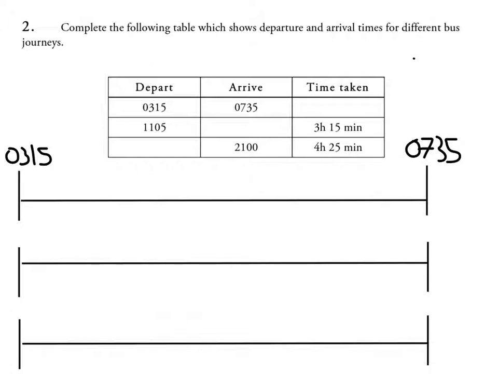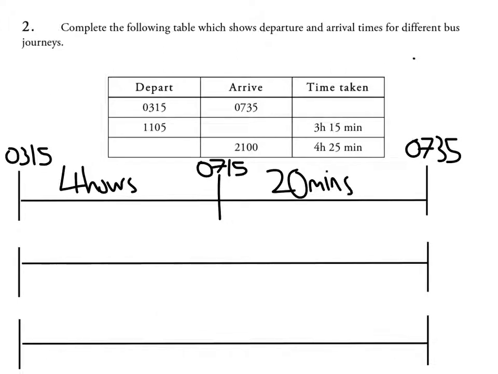So if we do that, we go 4:15, 5:15, 6:15 and 7:15. So that's been 4 hours. And then from 7:15 to 7:35 is 20 minutes. So our answer to the first one is 4 hours and 20 minutes.